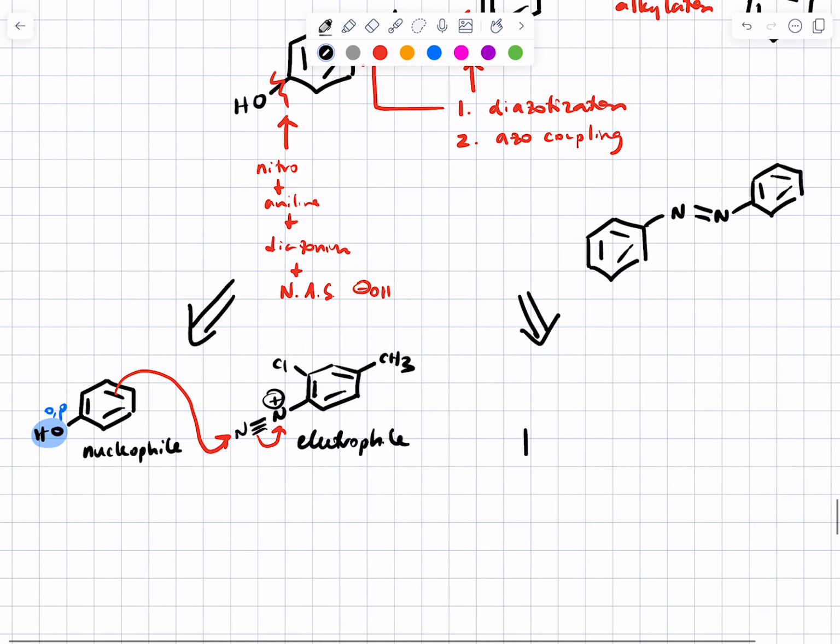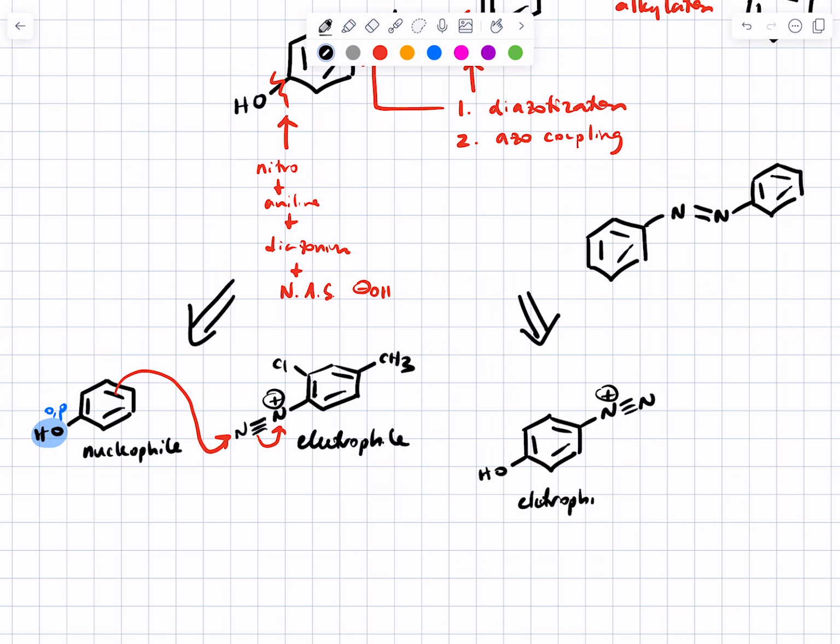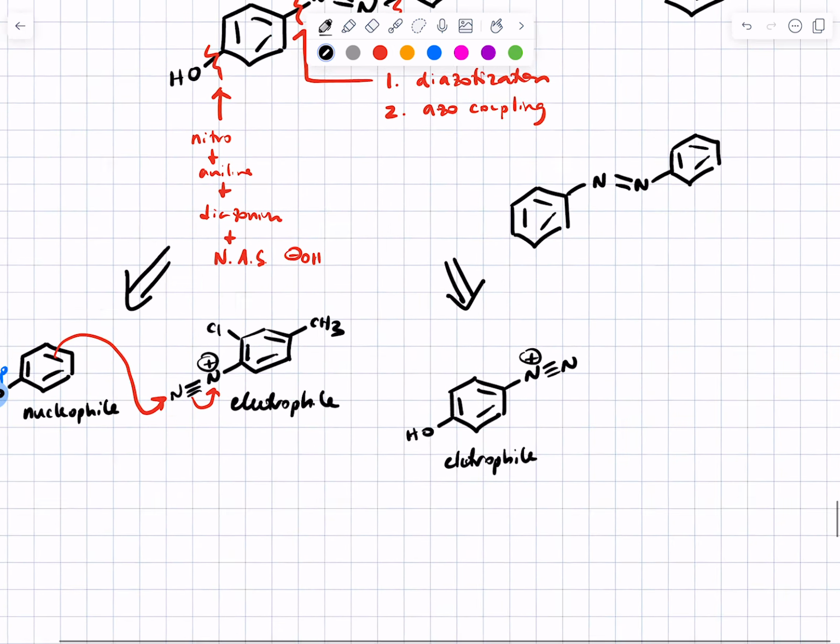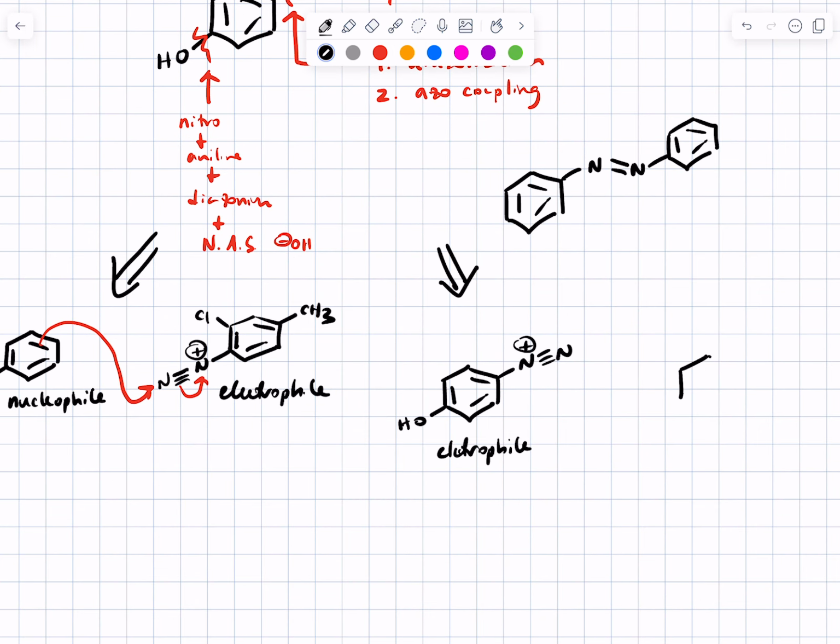The other alternative would be to have the phenol side, or the left-hand portion of the molecule, be my electrophile. There's a C in there, you just can't see it. And then the right-hand side of my molecule would have to be this.